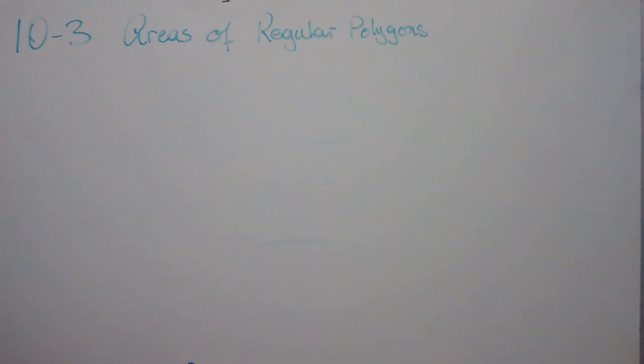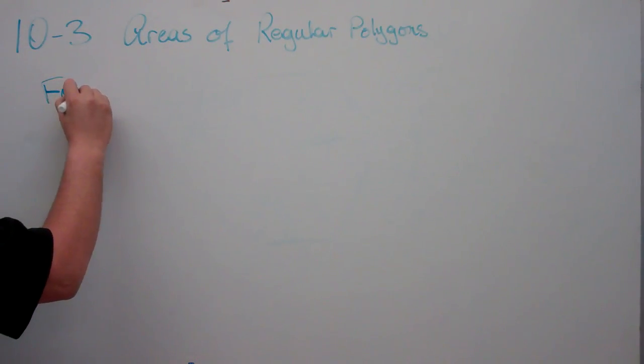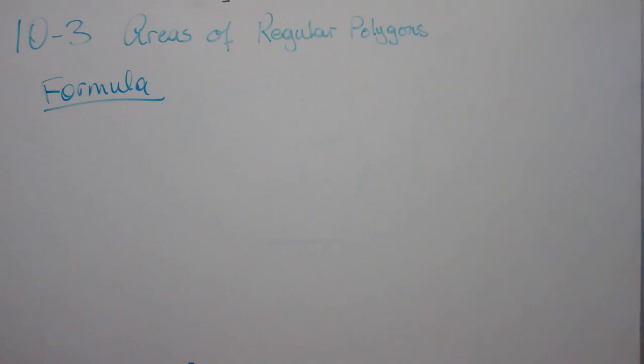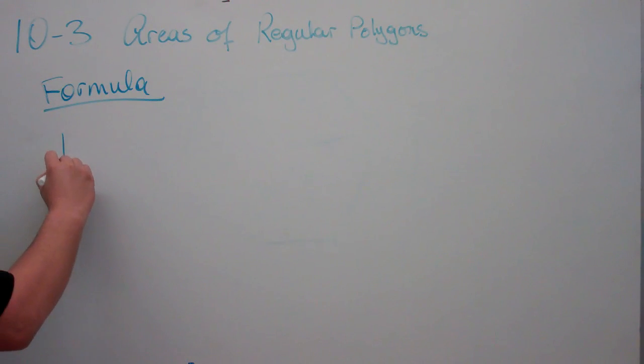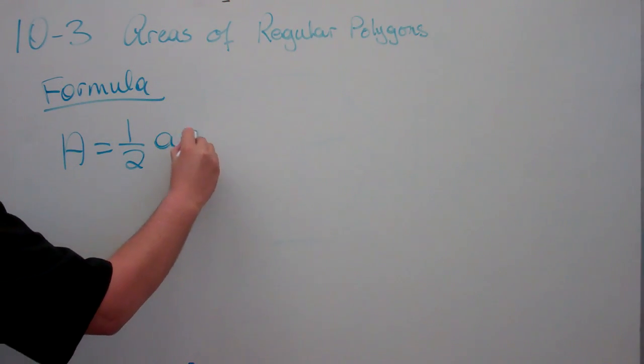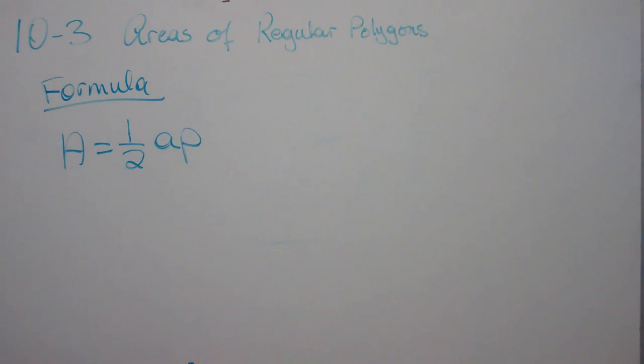Alright, so why do we need to know what an apothem is? Here's why. Your formula for area of a regular polygon: your area equals 1/2 your apothem length times your perimeter of your regular polygon. Remember, perimeter is the distance all the way around.